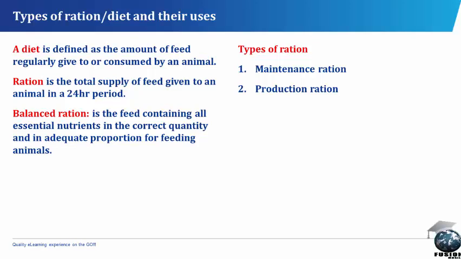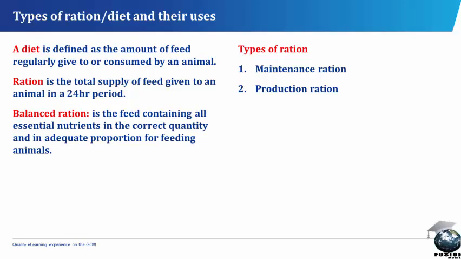The maintenance ration is a type of ration given to farm animals just to maintain normal functioning of the body system. In other words, maintenance ration supplies enough nutrients just to enable the animal carry on the normal body activities without losing or gaining weight. The ration enables the animal to maintain its body weight, but it cannot be used for production purposes.